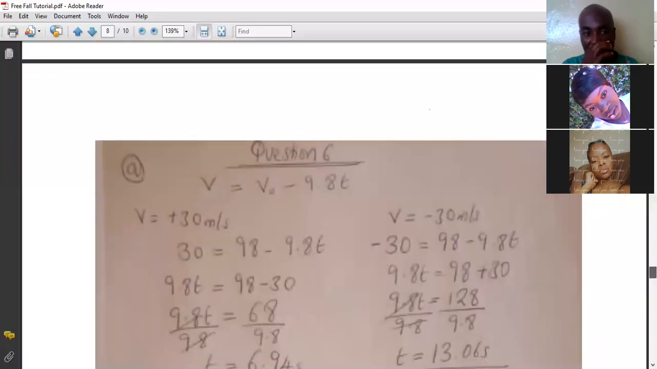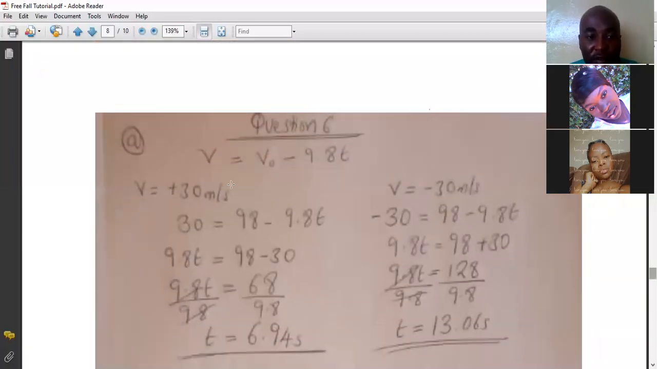Question 6. You see that I just get this equation, v equals v naught minus 9.8 t. I want to find time, and there should be 2 times, going up and coming down. So if v is the one I'll be varying, it will be positive 30 going up and negative 30 coming down.